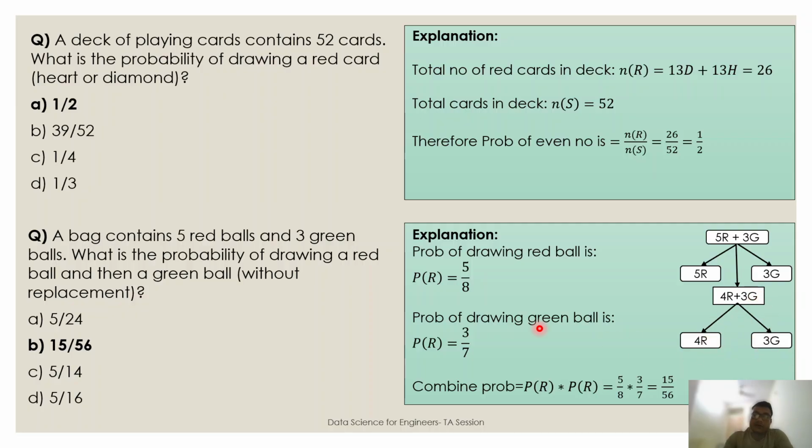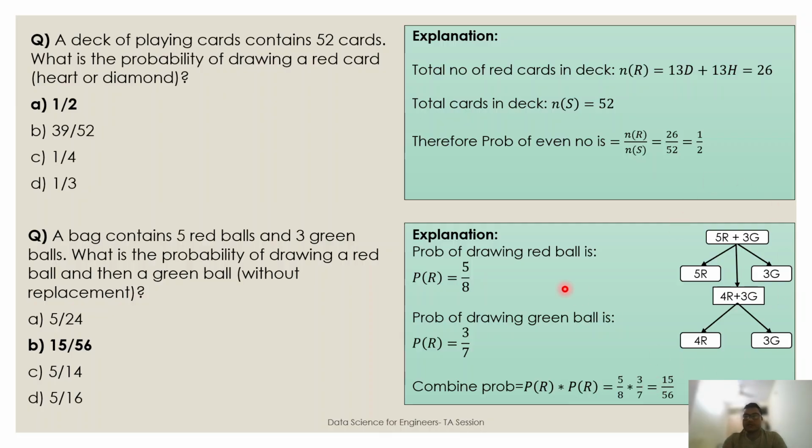So the chance of drawing the green ball is 3 by 7, because you have 7 balls currently in your bag, and you are removing one green ball since you are following a red followed by a green. Then you just have to multiply 5 by 8 with 3 by 7, and that's how you end up with this answer.